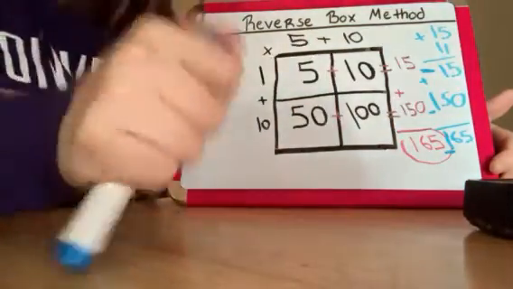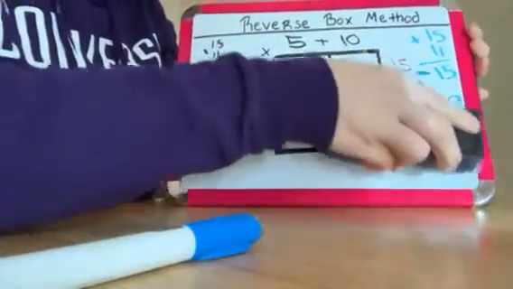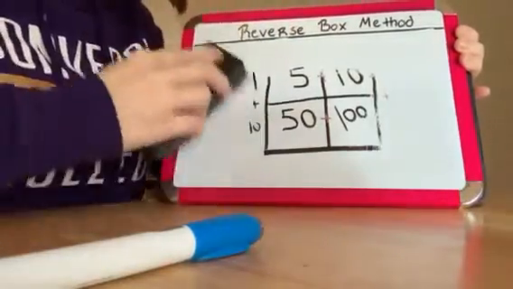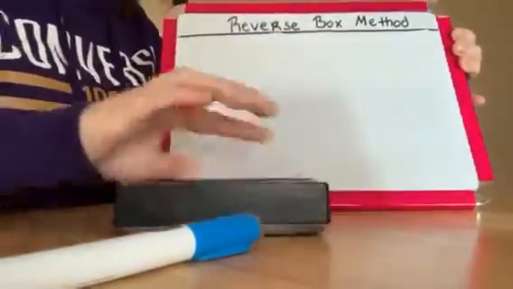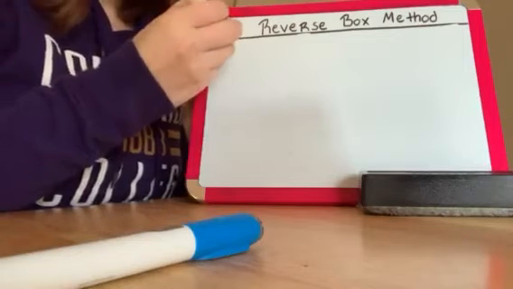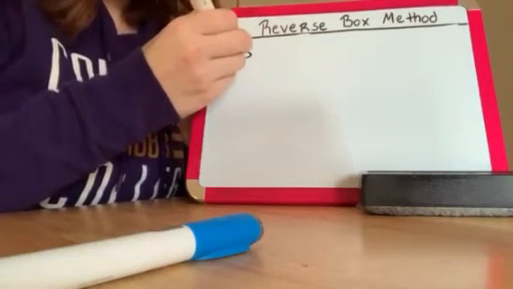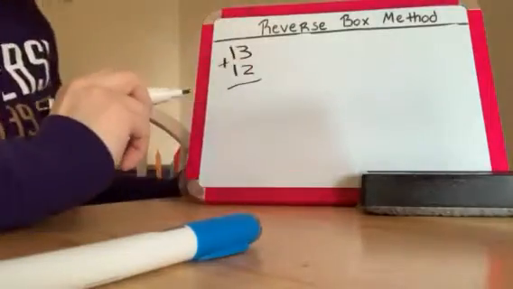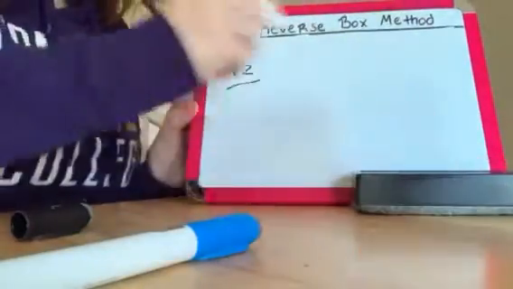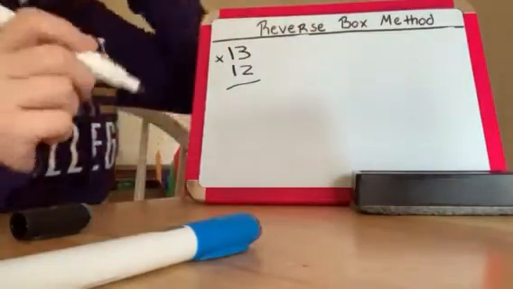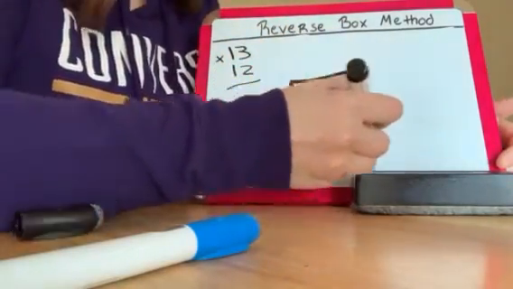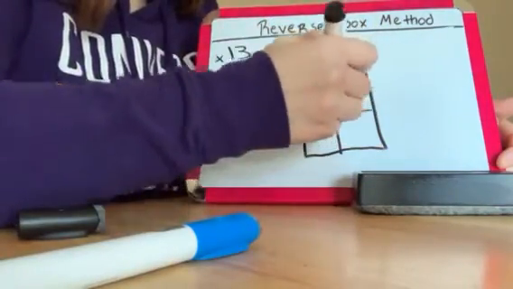So that's the reverse box method. I'm going to do one more just to show y'all again. So this time we're going to do 13 multiplied by 12. Okay, and again, that's supposed to be a multiplication sign, but it looks kind of like an addition sign. So let me fix that so it doesn't cause any confusion. So again, both numbers have 2 digits, so we need to set up a 2 by 2 box, which is basically you just draw a box and do a cross through the center.